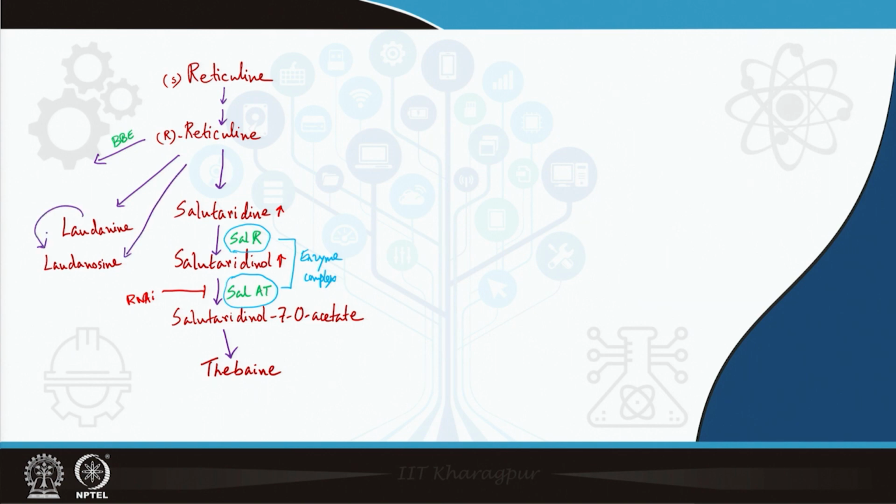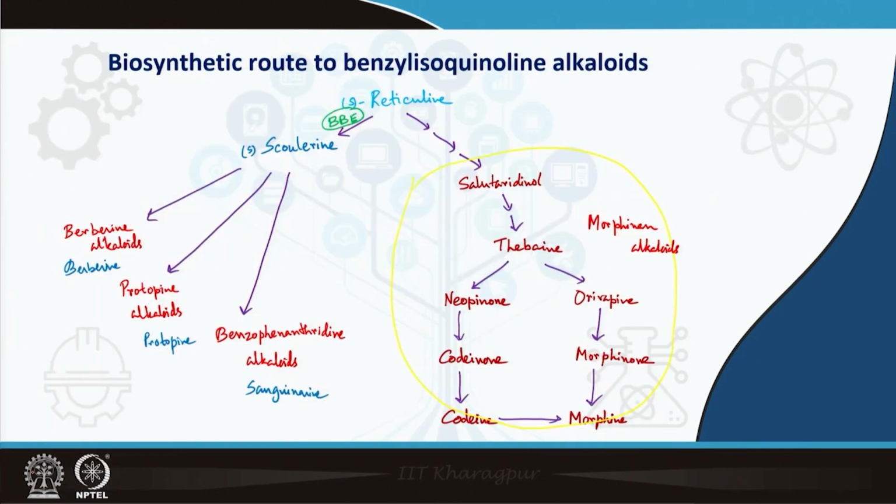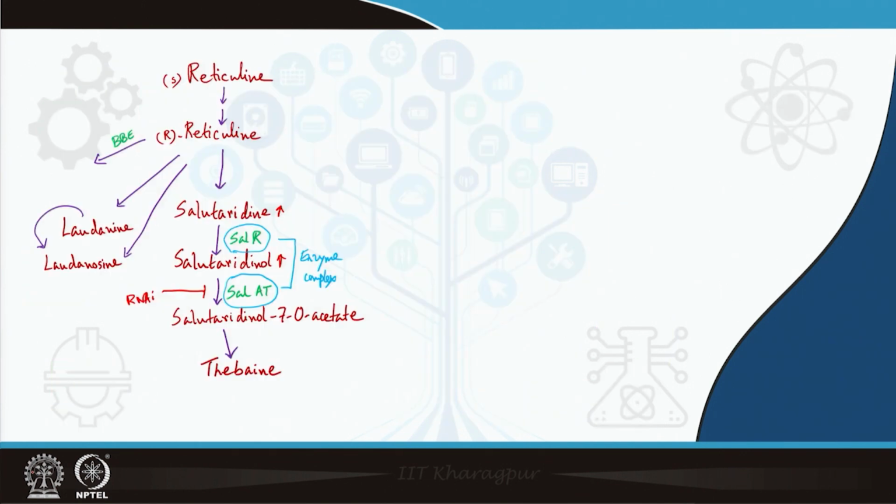So, these are all conversions possible. Now, let us see what is going to happen after thebaine. As I have shown you in the previous slide, from thebaine two pathways exist. Okay, now I am going to talk about that. So, thebaine.